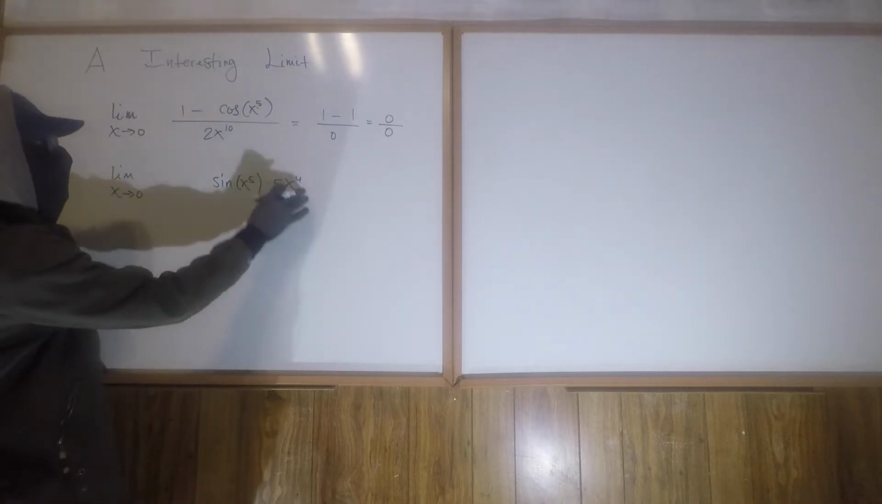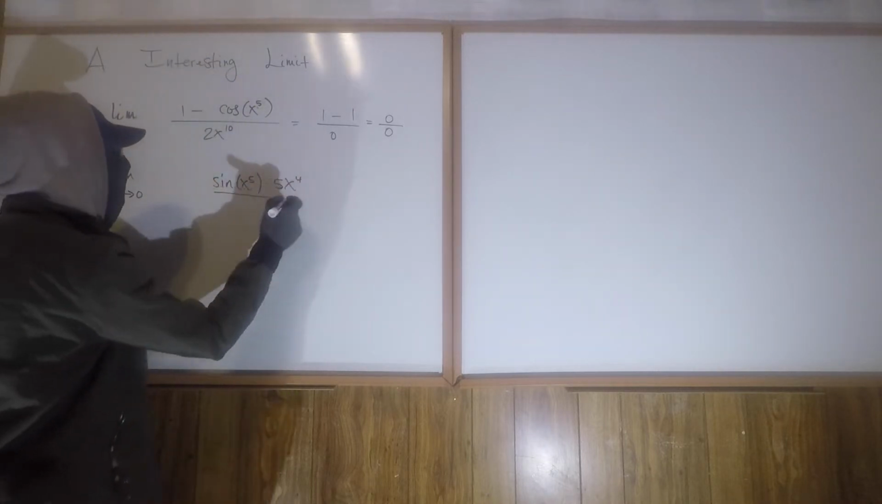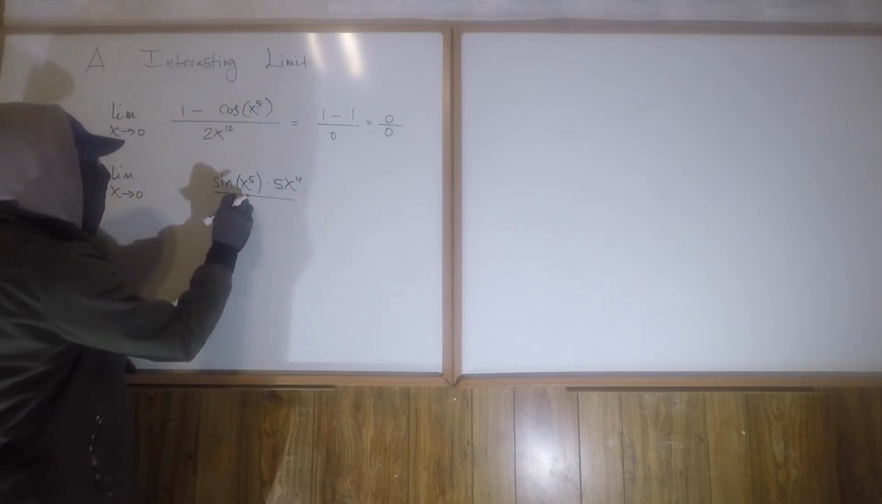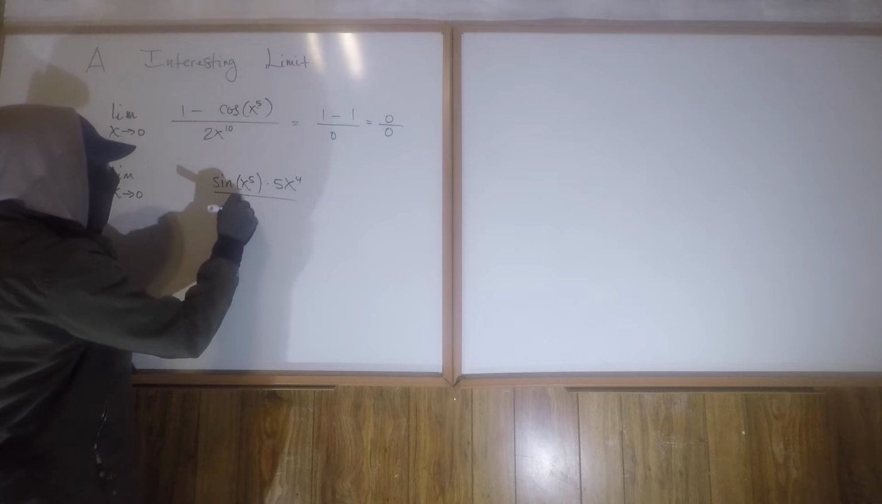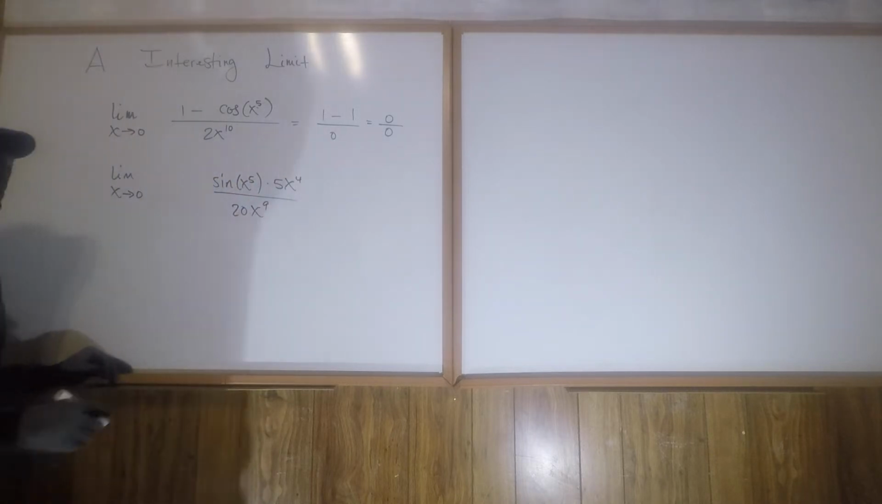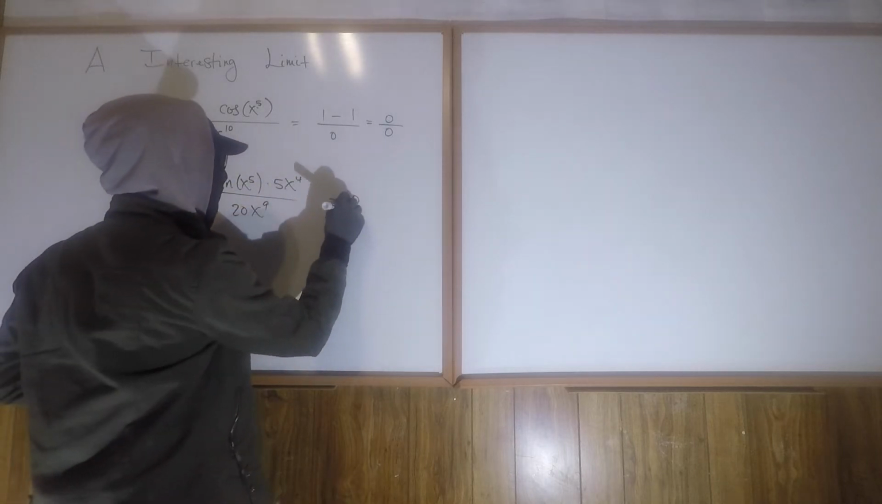So we're done with taking the derivative of the numerator, and then we divide by the derivative of the denominator. The derivative of the denominator is 20x to the 9th, right? So we evaluate this limit. Clearly, when we evaluate it, we get 0 over 0.